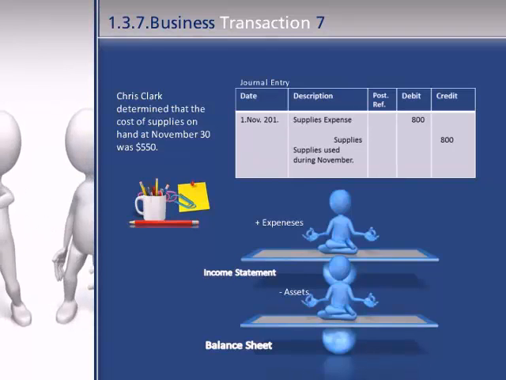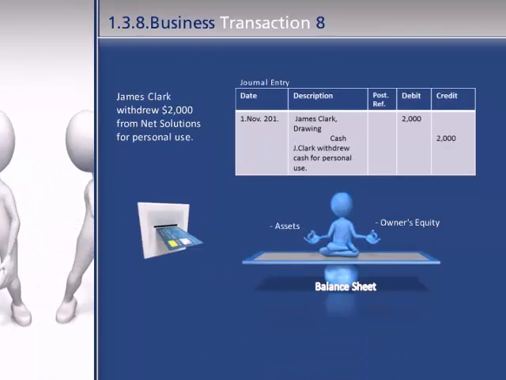Chris Clark determined that the cost of supplies on hand at November 30th was $550. Net Solutions purchased $1,350 of supplies on November 10th. Thus, $800, $1,350 minus $550, of supplies must have been used during November. This transaction is recorded in the journal as an $800 increase, debit, to supplies expense, and an $800 decrease, credit, to supplies.